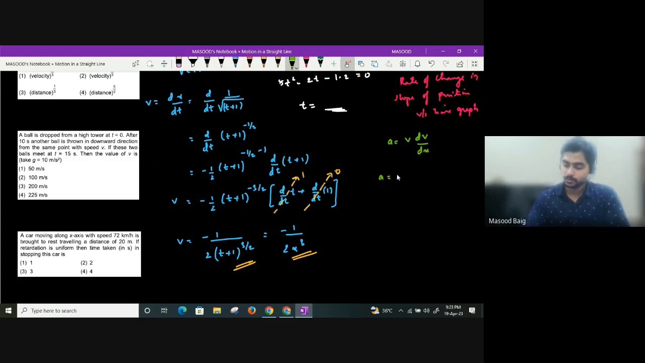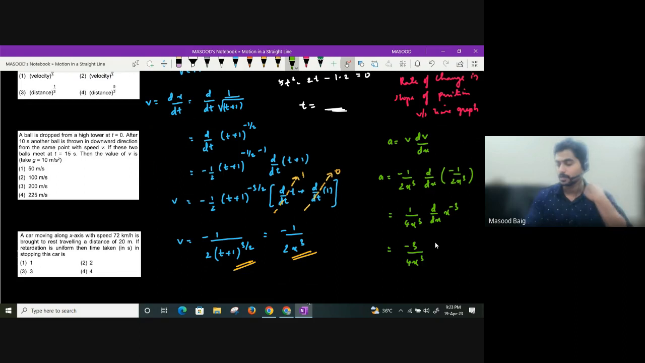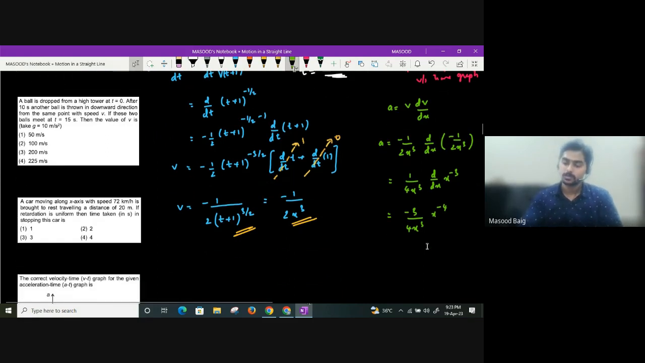So what is our velocity? I can write minus 1 by 2x cube into d by dx of velocity, again minus 1 by 2x cube. Minus 1 by 2 is common, you can bring it outside. So I'll get 1 by 4x cube into d by dx of x power minus 3, which I can write as minus 3 by 4 x cube. And what will I get here? x power minus 4, n into x power n minus 1, no? So this will turn out to be minus 3 by 4 x power 7. This will be our acceleration.